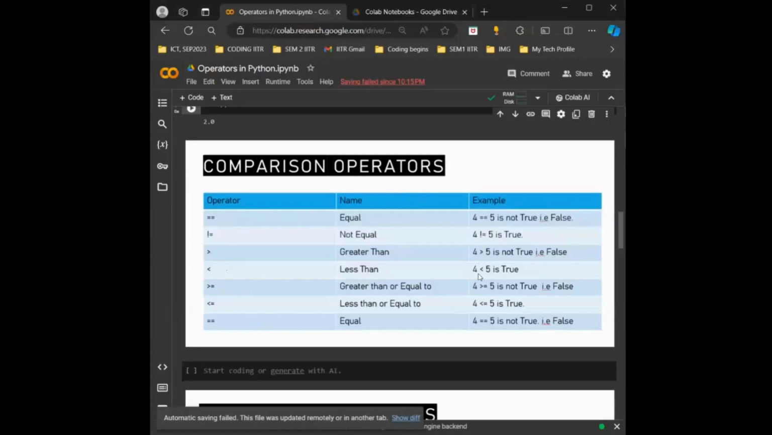But if I check with the less than operator, it's a generally mathematical operator which you studied in junior classes as well. Less than operator, 4 is less than 5, yes or no? Yes, 4 is less than 5, so result will be true.